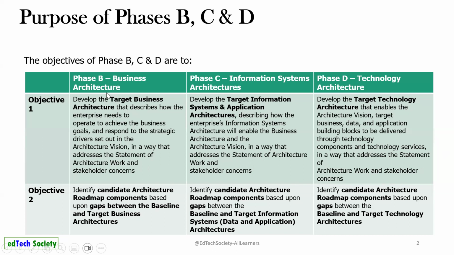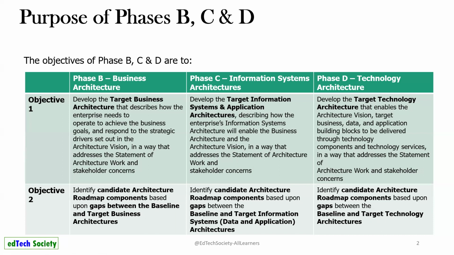So primarily the goal is developing the target architecture. For phase B, it is the business architecture. For phase C, it's the target information system and application architecture. And for phase D, it's the target technology architecture. Now objective two is identifying the candidate architecture roadmap components based upon gaps between the baseline and target business architecture. Whereas for phase C, again, it's identifying the candidate architecture roadmap components based on the gaps between the baseline and target information system, data, and application architecture. Whereas for phase D, it's the technology architecture.